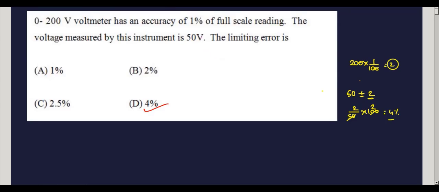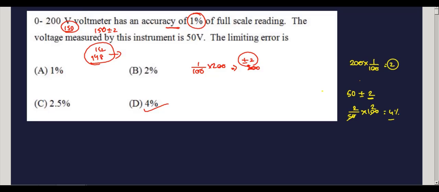So hope you understand. You have an accuracy of 1% of the full scale reading. If you see here, 1/100 × 200 equals 2. That means the error is plus or minus 2. Suppose you are measuring 150 volts on the 200 volt voltmeter, so the accuracy means 150 plus or minus 2. So I can get 152, or I will get 148 volts. So I will get in this range. Here the measured value is 50 volts, so 50 plus or minus 2 volts. Okay, so limiting error is 2/50 × 100. This we have to calculate.